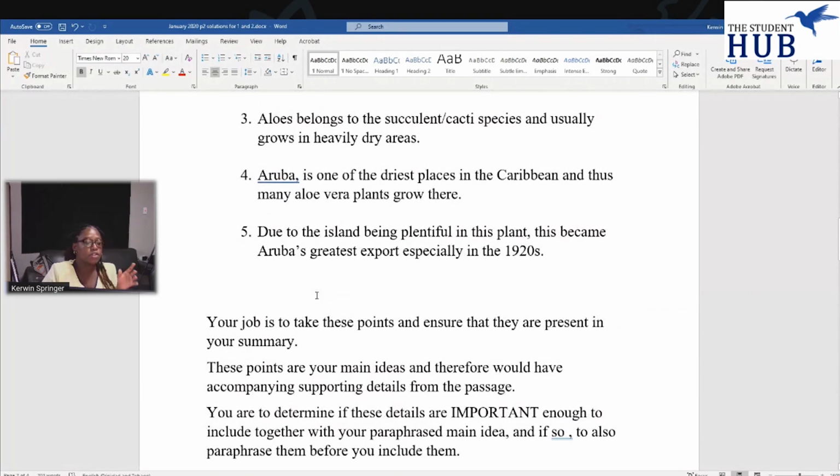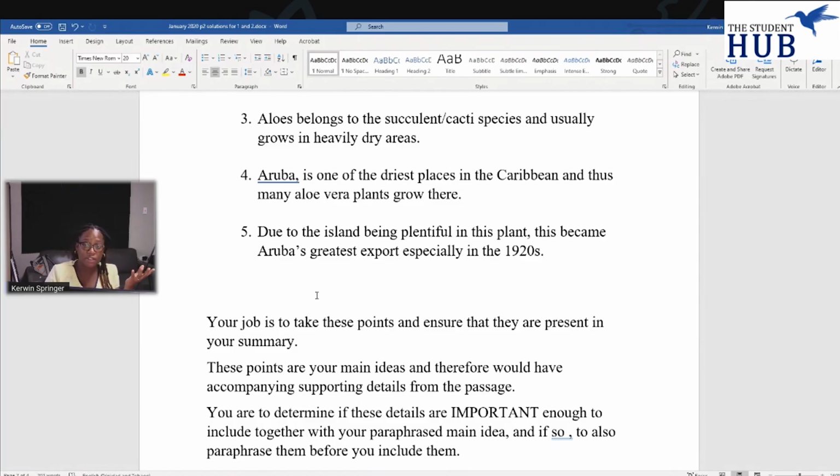Lastly, they talk about how you have to now determine what is important. And I think this is a problem area for a lot of students. You all find it a little difficult to determine what to pull out from the passage and what to put into your summary, your concise version. So what we're doing, we're pulling out the main points and we're paraphrasing them.